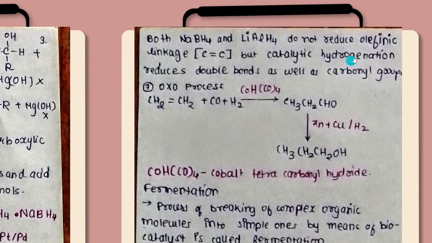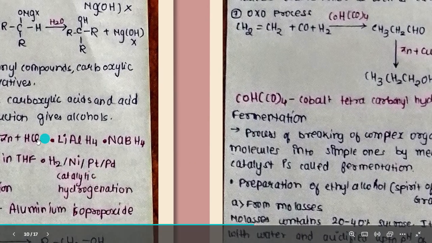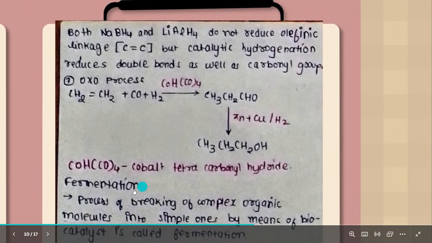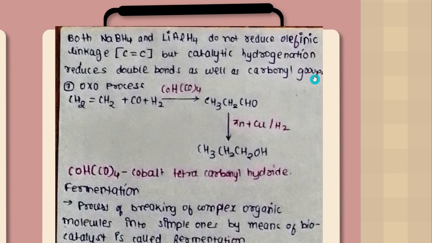But catalytic hydrogenation reduces double bonds as well as the carbonyl compounds. Now, what are these carbonyl compounds? Those are ketones and aldehydes only, right? Which means catalytic hydrogenation, wherein the reagents are H2 in presence of nickel, platinum, or palladium. This reagent together can reduce double bonds as well as aldehydes or ketones.